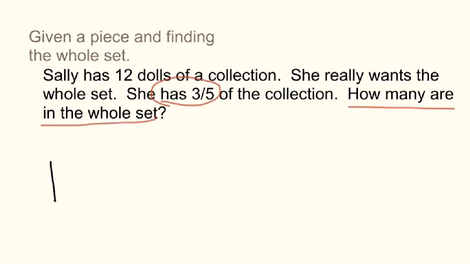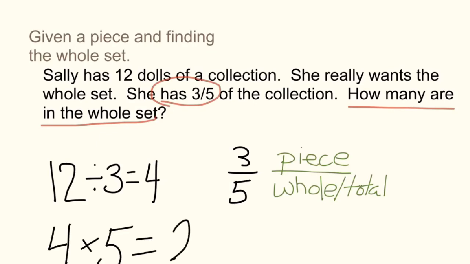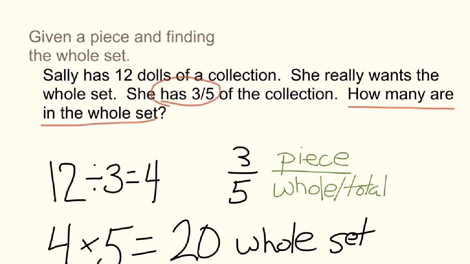So I write down my important number and my fraction, reminding myself that in the 3/5, the 3 is the piece, the 5 is the whole or the total. In this case, we are given a piece, so the 12 is represented by the numerator. So my first operation is division, and I divide by the numerator, which tells me that 4 is 1/5 of the set. So to get all 5/5, I can multiply by 5 and find 20 as the whole set of dolls.